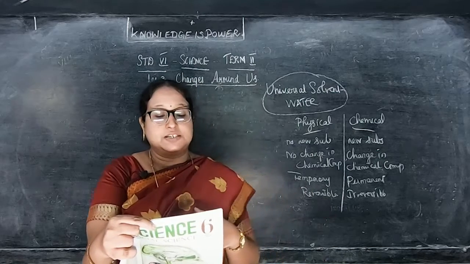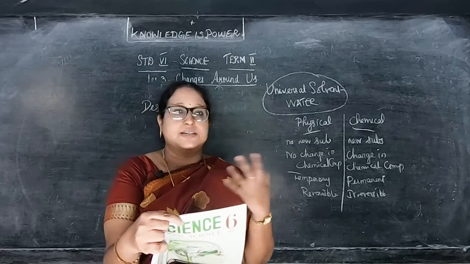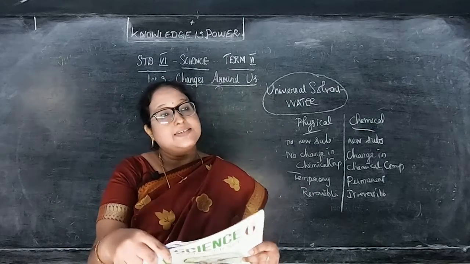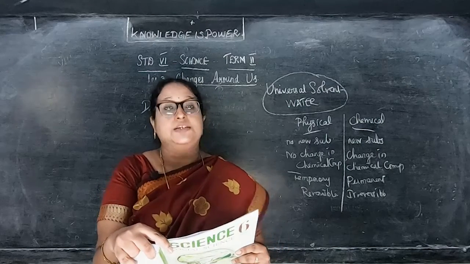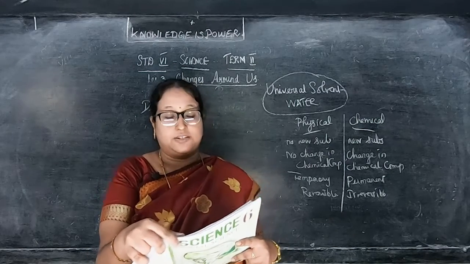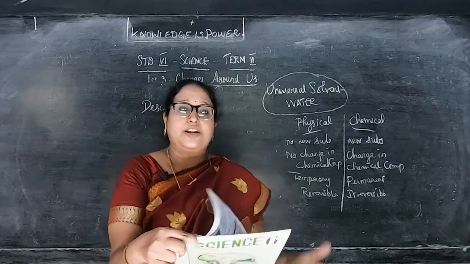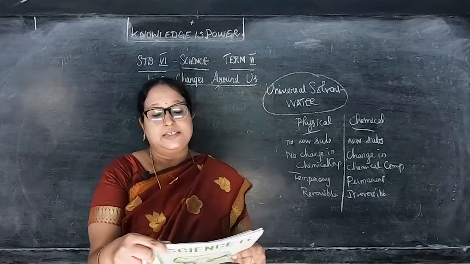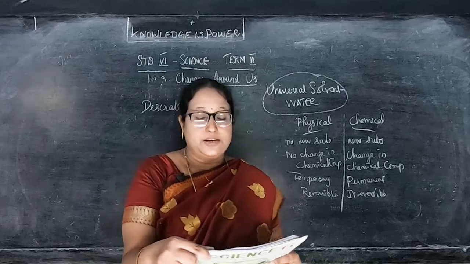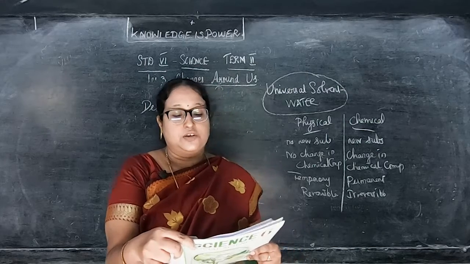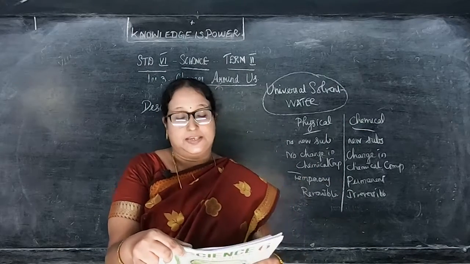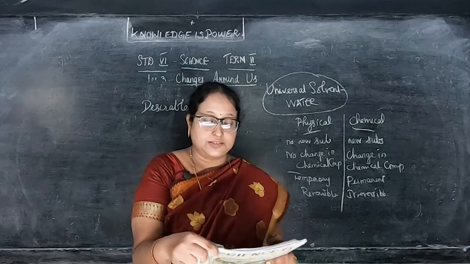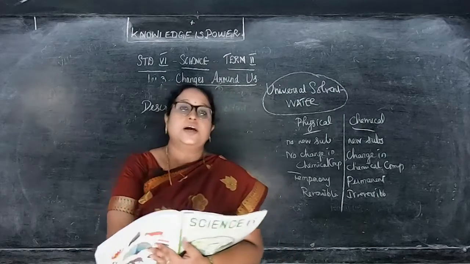Then desirable changes are useful and harmless, that is safe to our environment. Undesirable changes are harmful to our environment. Natural change takes place in nature on its own. Human-made or man-made or artificial changes are changes that are brought about by human beings. Then a solute which dissolves in a solvent makes a solution, that is solute plus solvent gives you solution. The process of dissolving the solute in the solvent is called dissolution.